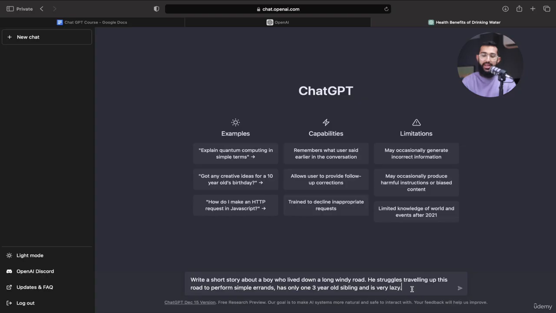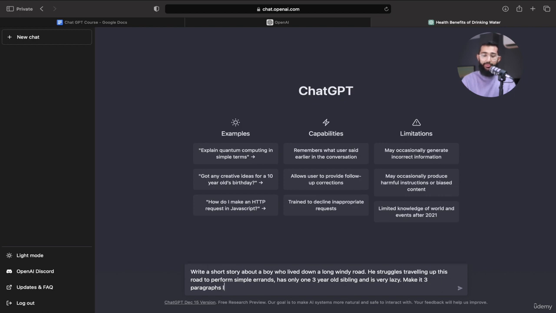Now, to get more out of this story, I want to provide a bit more information and be very clear to ChatGPT in explaining what I want out of this. So I give a little bit of context and explain that he struggles traveling up this road to perform simple errands, and he only has one 3-year-old sibling and is very lazy. Now, the important part about being clear regarding what I want to achieve out of this response is letting ChatGPT know that I want it to be 3 paragraphs long and in the tone of a children's book.